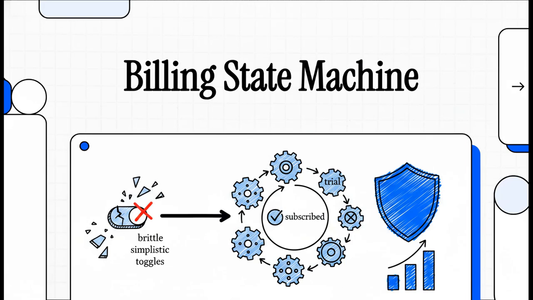Most early SaaS products treat billing like a simple, completely binary switch. You know the drill. Paid means access, unpaid means absolutely no access. It sounds super clean in theory, right? Well, welcome to this explainer. Today, we're going to completely shift how you think about SaaS billing architecture. We're moving away from those brittle, simplistic toggles and diving into a far more resilient approach, the state machine.